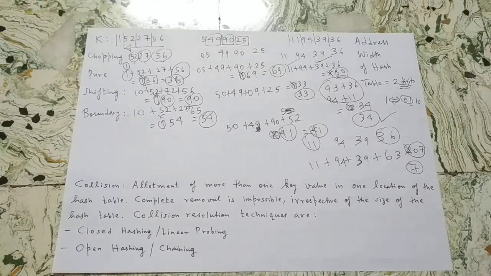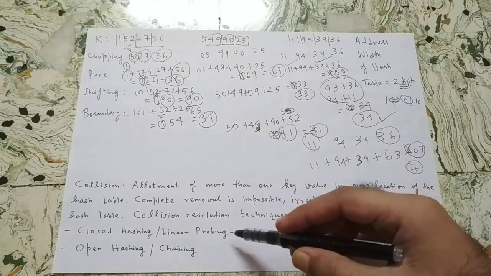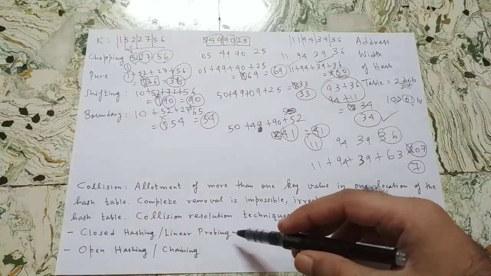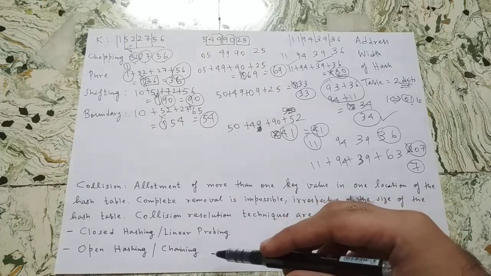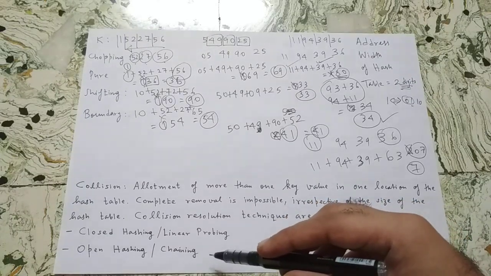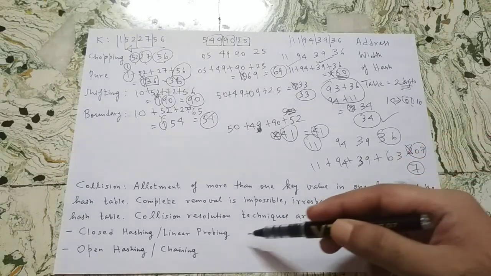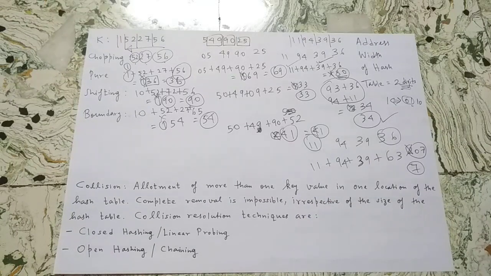Now, there are several techniques to resolve collisions, and two important techniques are listed below. The first one is closed hashing, which is also known as linear probing, and the next one is open hashing, which is also known as chaining. So using these methods, we can come up with processes where collision can be resolved. Now I'll discuss closed hashing.